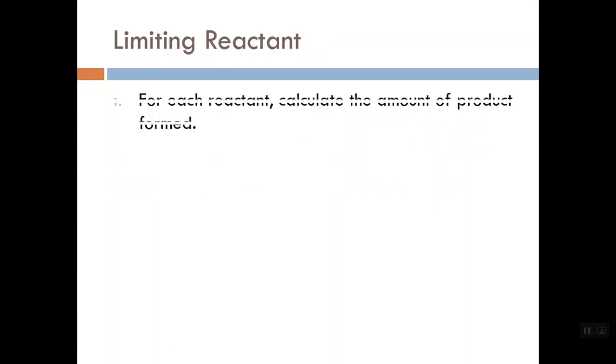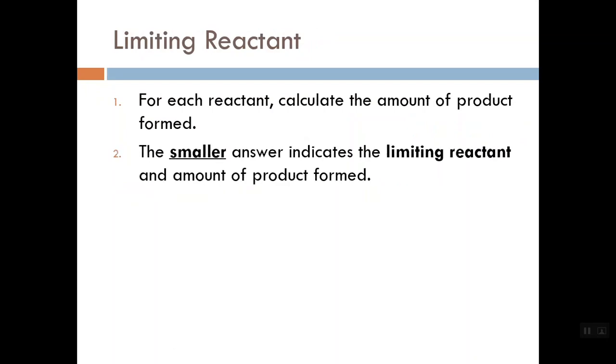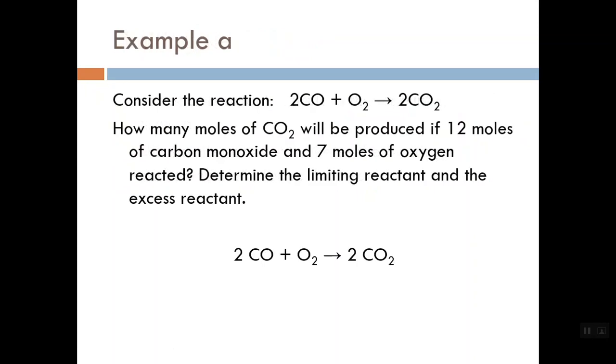So in order to solve these problems, there's really only 2 steps. Step 1 is for each reactant, we're going to calculate the amount of product formed. And step 2, the smaller answer will tell us the limiting reactant and the amount of product that is formed. So let's jump in to example A. So we have this reaction, carbon monoxide and oxygen produce carbon dioxide. And we are given 12 moles of carbon monoxide and 7 moles of oxygen, and it wants to know how many moles of carbon dioxide we have.